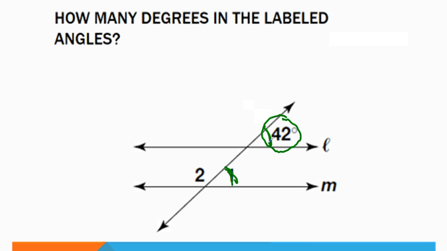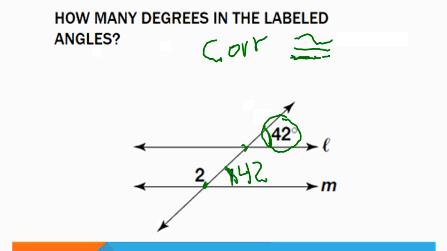Well, 42 is not an interior angle, but these are both in the top right of their little local region. This is top right from that dot, this is top right from that dot, which means they are corresponding. And what we wrote down previously is that corresponding angles are congruent. And so what that tells us then is if they're congruent, if this one's 42, then angle 1 is also 42.